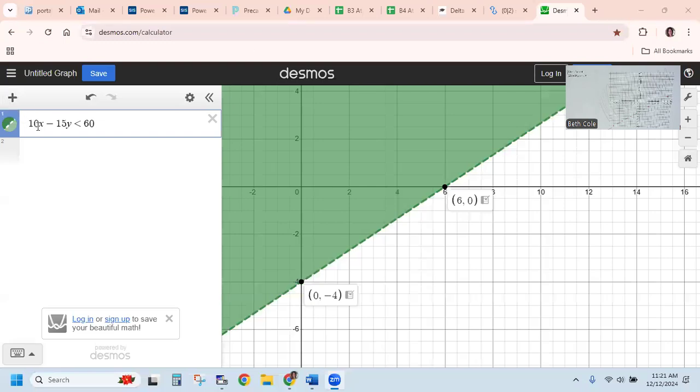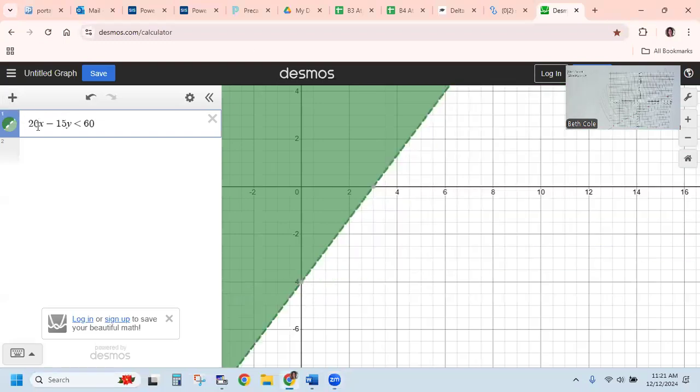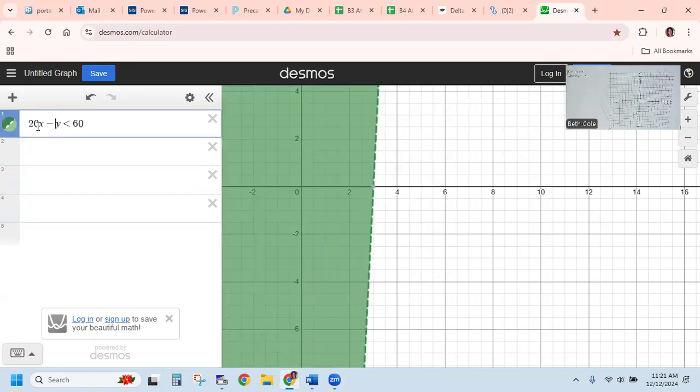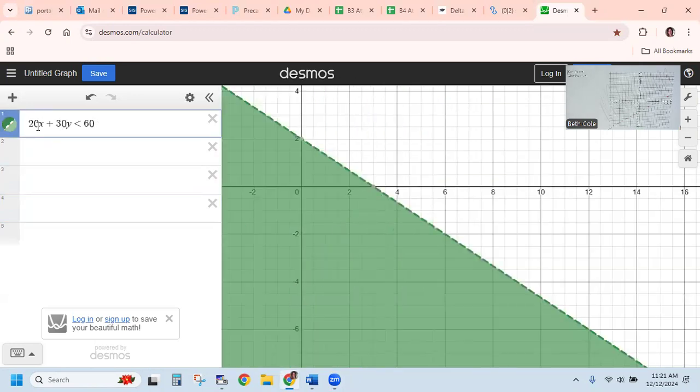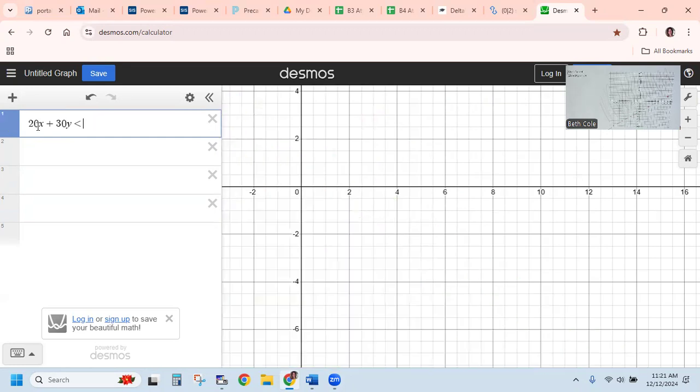All right, so now I'm going to change it to the other one. So we got 20x. Oh, whoops, I don't want to do that. And do you guys see how I'm only doing one at a time? That's what you want to do. All right, and then this is greater than, neither of these have an equal to.